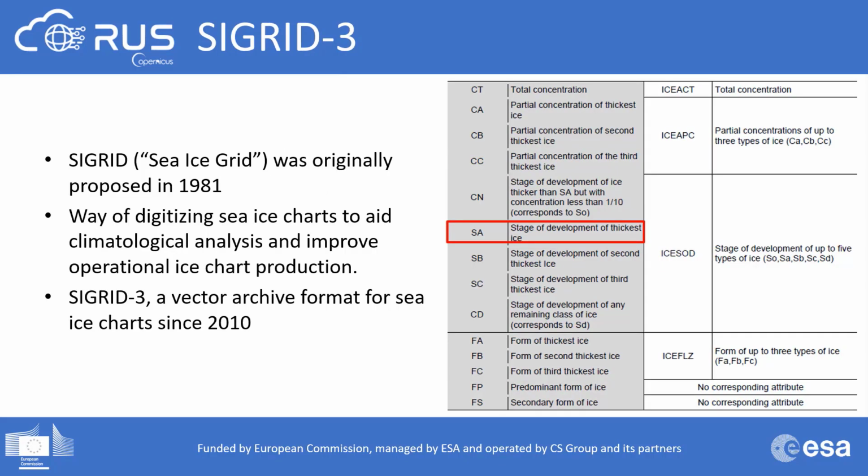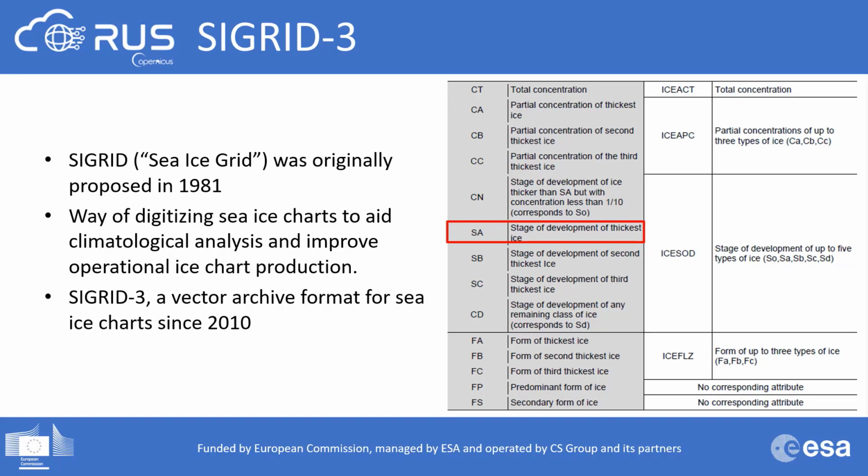Now, when you see an ice chart, they will follow the guidelines and standards as defined by the SIGRID-3 format. The SIGRID, or Sea Ice Grid, was originally proposed in 1981 as a way of digitizing sea ice charts to aid climatological analysis and improve operational ice chart production. The ice characteristics, as defined by a number of code tables, were described at specific grid points. SIGRID was adopted by the World Meteorological Organization in 1989 as the international standard for ice chart data in digital form.